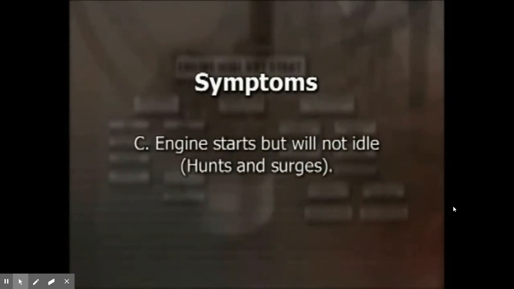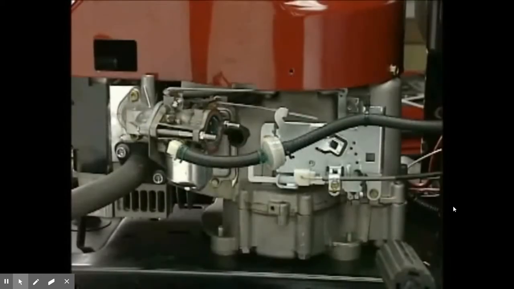Let's look at symptom C next. The engine starts but will not idle, resulting in a pronounced hunting and surging. This symptom is the result of dirt or debris lodging in the fuel idle circuit. Dirt or debris can be introduced from the fuel tank system or an external bowl vent. Remember, the external bowl vent is typically not filtered since there is very little airflow.